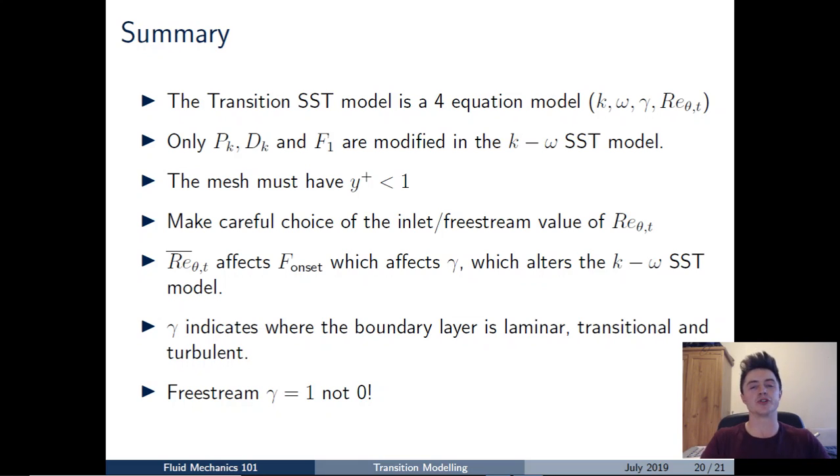And then when you're post-processing your solution from the Transition SST model, gamma is going to be the quantity that indicates the local behavior of the boundary layer. So where gamma is equal to 0, you've got a laminar boundary layer. Where gamma is between 0 and 1, the boundary layer is transitional. This region is likely to be quite short. And then regions where gamma is equal to 1, your boundary layer is fully turbulent. So gamma is quite a useful quantity for you to plot and post-process when you're looking at your solutions.